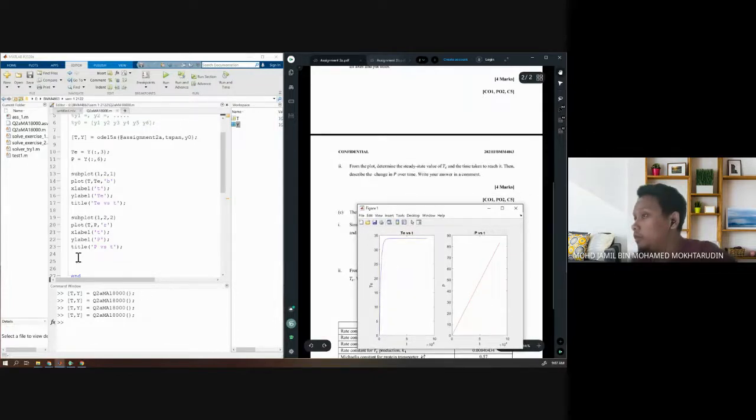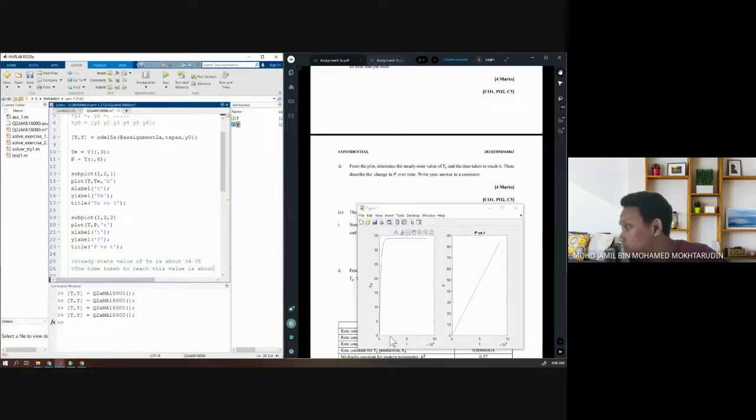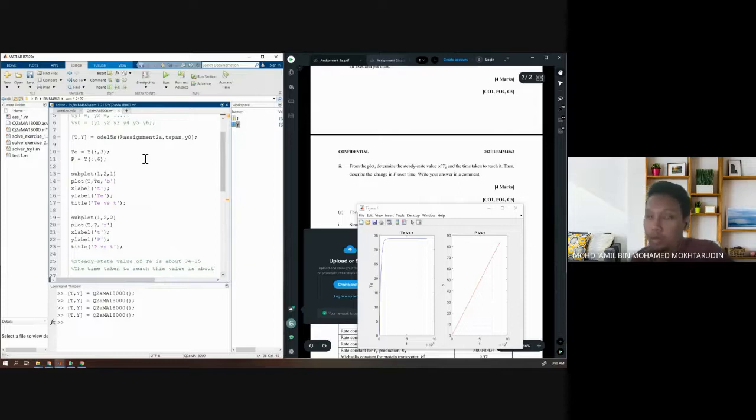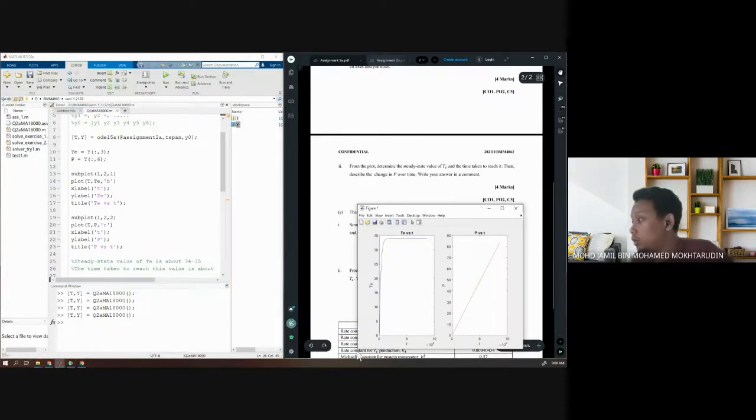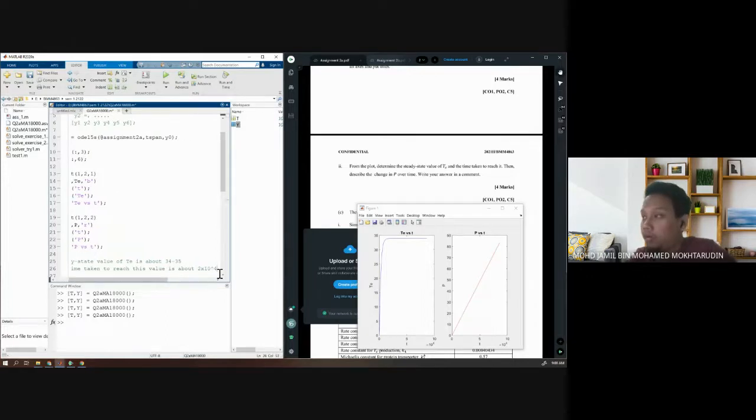Okay, so from the graph, the first question asks for the steady state value of TE. So just write steady state value of TE is about 34 to 35. And then time taken to reach this value is about, so it's somewhere here, maybe about 2 times 10 power of 4. Oh, bukan second, 2 times 10 power of 4. Okay, no unit.